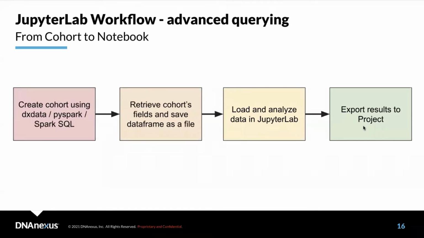And here is the other one, advanced querying, or embracing Spark. So you create a cohort using DXData, PySpark, or Spark SQL. Then you retrieve cohort fields and save the data frame as a file. Then you load and analyze data in JupyterLab and then export results to the project. So this part is done in Spark JupyterLab, and this part is done in single node JupyterLab.